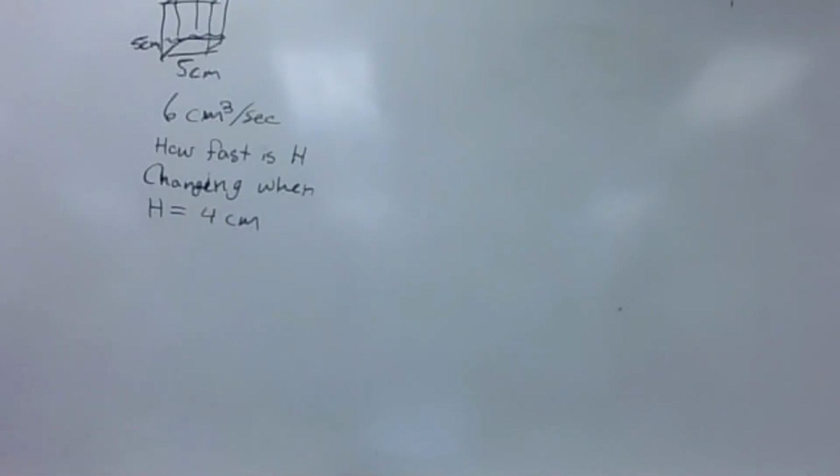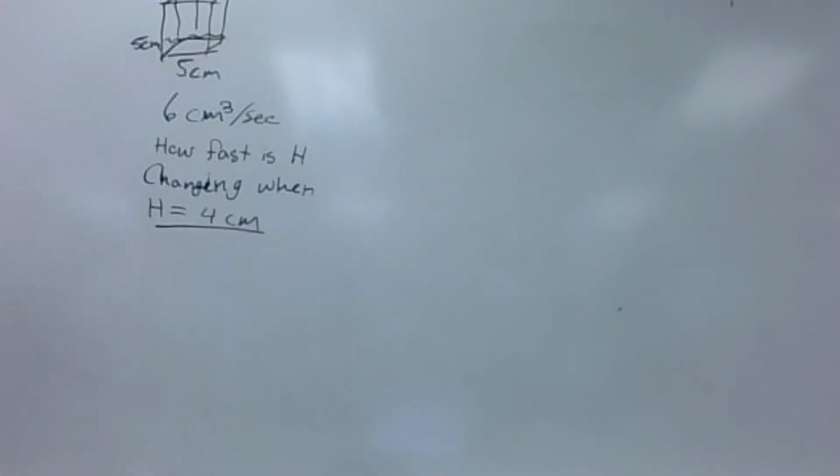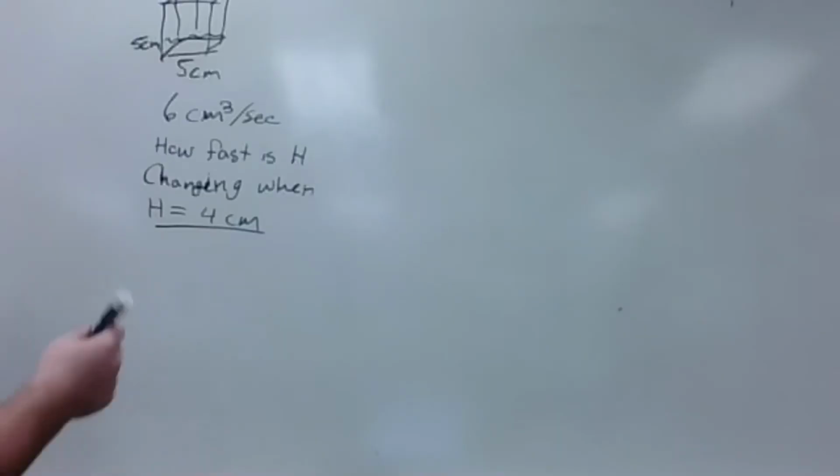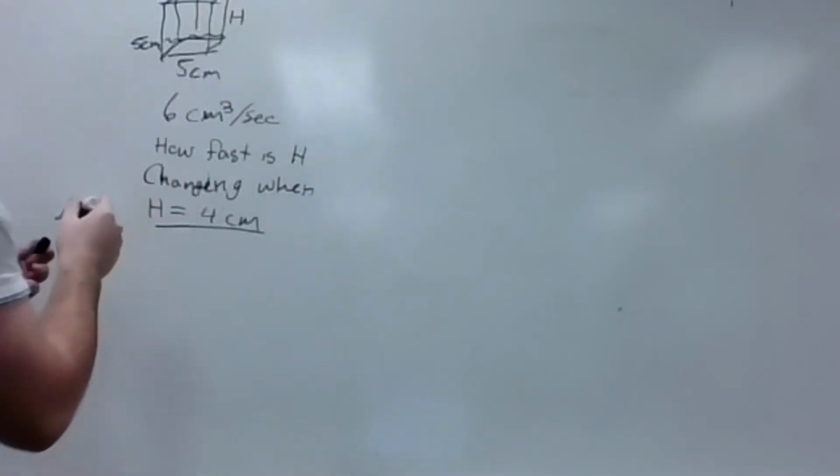One of the best things to do when you're doing a related rates problem is to keep track of all your information and write it down at the beginning. So we already have h is equal to 4 centimeters. What is h again? It's our height. So it's how high the cube is. Let's say that this is h right here. So it's how tall the cube is.